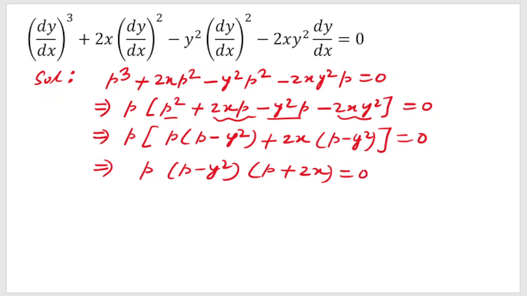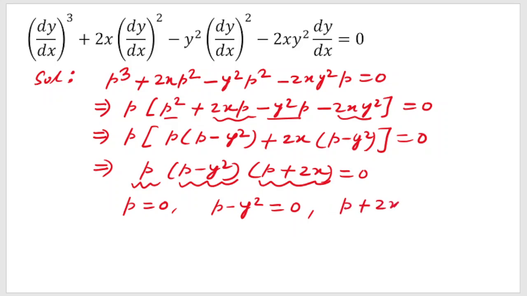You are smart enough to realize that if there is a differential equation of degree 3, then once we factorize it to get the value of p, we get 3 different differential equations whose order and degree is 1. The first one I get is p = 0. This is the first differential equation. The second one I get is p - y² = 0, and the third one I get is p + 2x = 0. So let us solve them one by one.